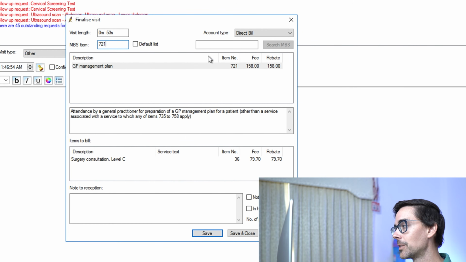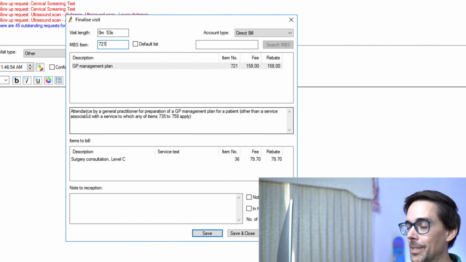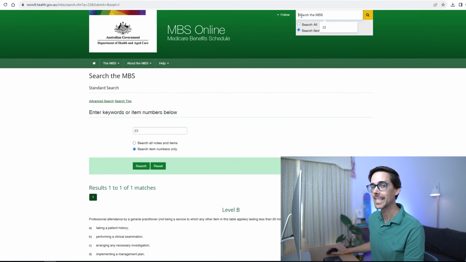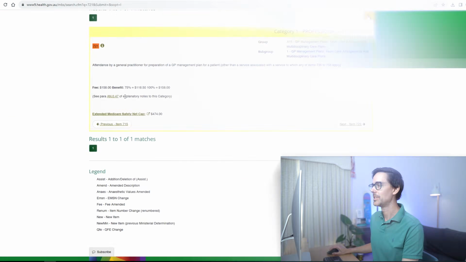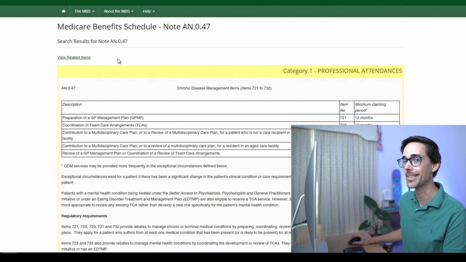And as you can see, a 721 is worth a lot more than your standard 23. Obviously, nothing in life is free. And even though the description here in the window is quite short, the rules for creating a GP management plan are super complicated. And if I write 721 here, you have to click on the explanatory note to this category. This is effectively where the fun begins.